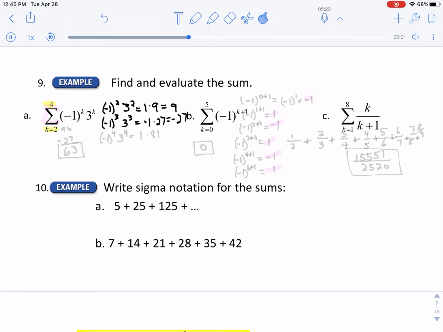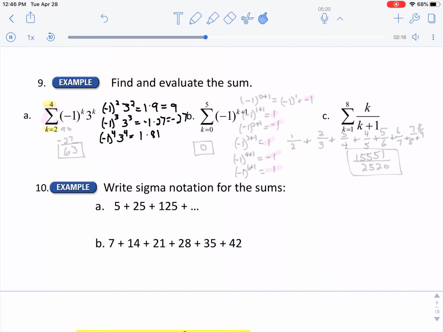And then we're going to put in the 4. So we get negative 1 to the 4th power times 3 to the 4th power. So negative 1 to the 4th power is 1 times 3 to the 4th power is 81. And there's our 3 values.